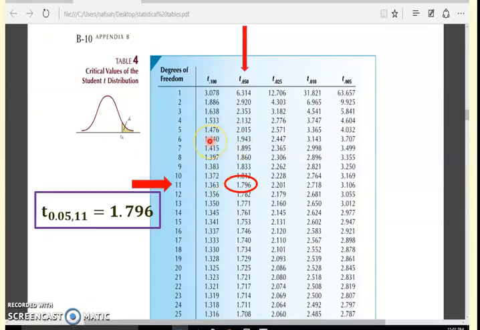So alpha is 10%. So the upper tail area, which is 10% divided by 2, is going to be 5%. So we are referring to t 0.05, and here the sample size is 12. So 12 minus 1 for degrees of freedom is going to be 11. So we have the critical value from the t table, which is 1.796. So the way to write this, you can write it as t with subscript 0.05, which is alpha over 2, comma n minus 1, which is the degrees of freedom. So t 0.05, 11 is going to be 1.796.